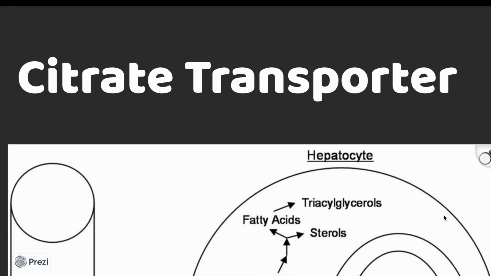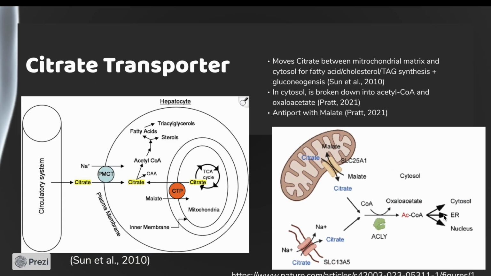Okay, so next is the citrate transporter. And what is the function of the citrate transporter? So what it does is it moves citrate between the mitochondrial matrix, where it's made by the citric acid cycle, and into the cytosol, where it can be made into oxaloacetate, into acetyl CoA, and then from there into fatty acids, cholesterol, and triacylglycerols. And it's also an antiport with malate, so as the citrate moves out, the malate can move in and become used in the citric acid cycle.